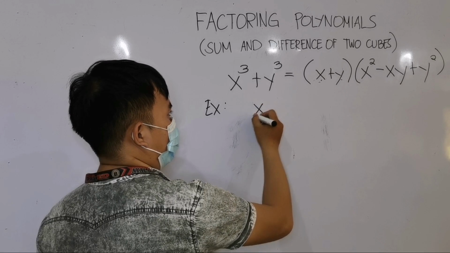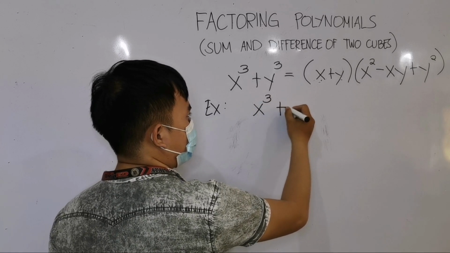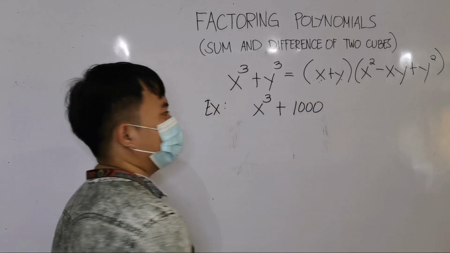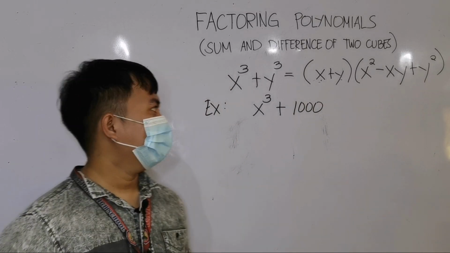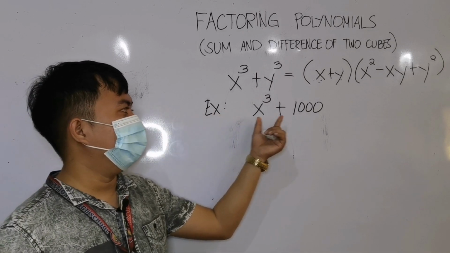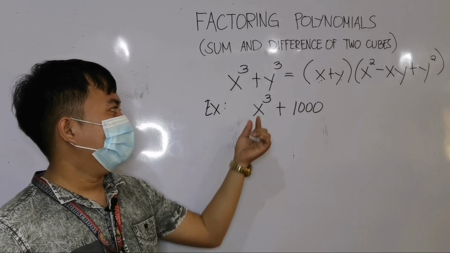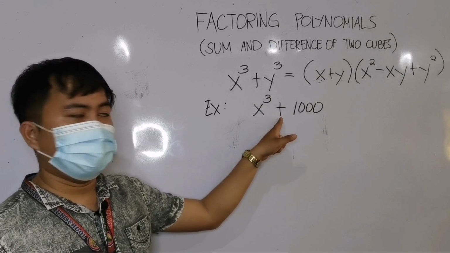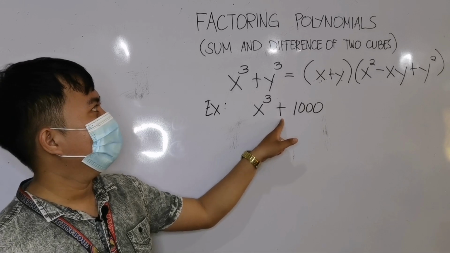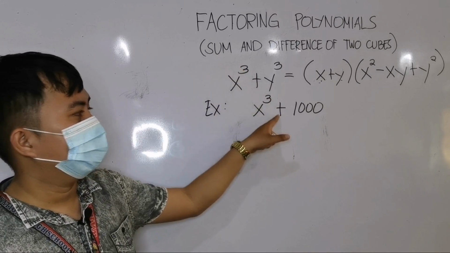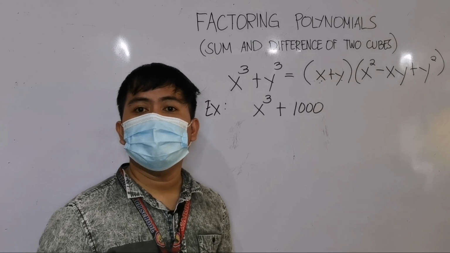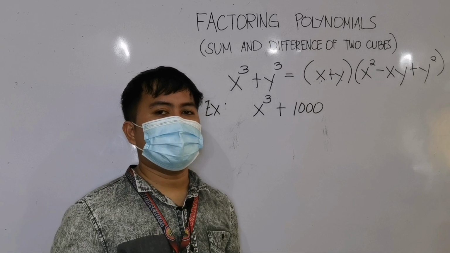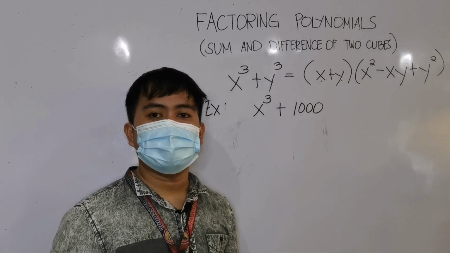Okay. x cubed plus 1,000. Okay. Our next example is x cubed plus 1,000. X cubed is a perfect cube. 1,000 is also a perfect cube. And the operation used is addition, meaning to say, this is the sum of two cubes. Una pong gagawin, kukunin po natin ang cube root ng bawat term.